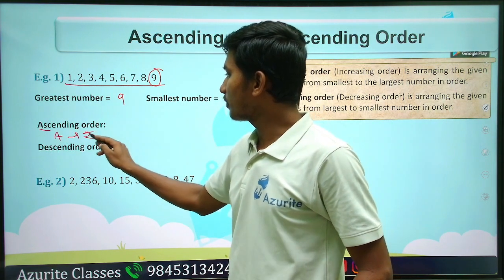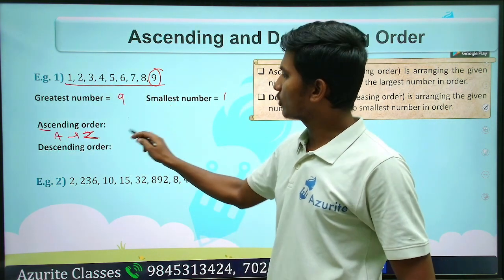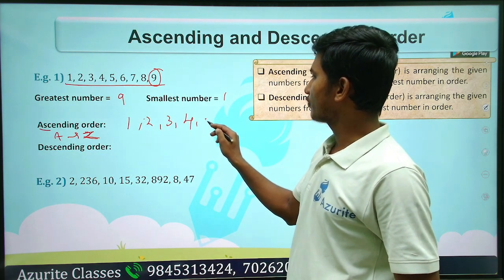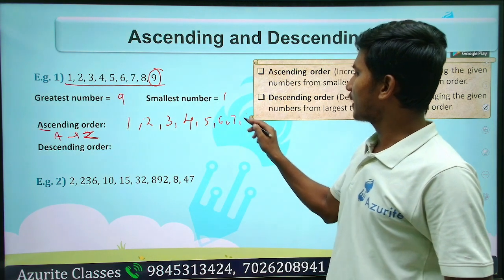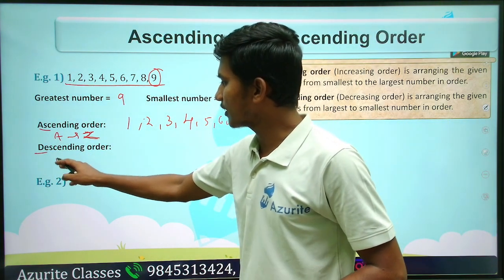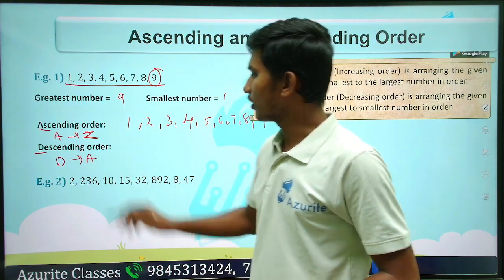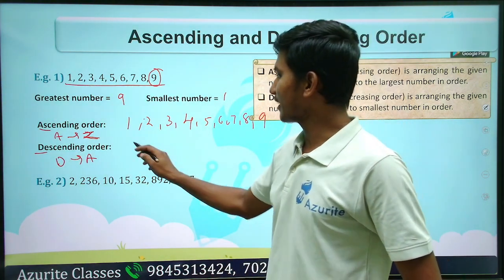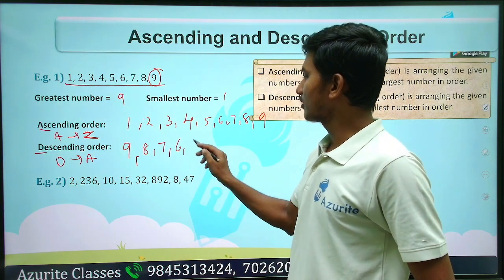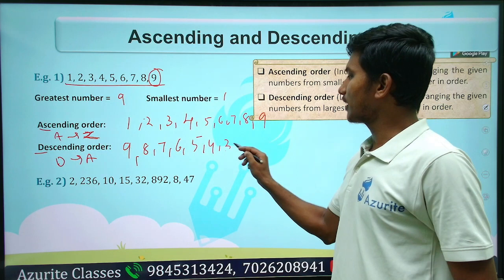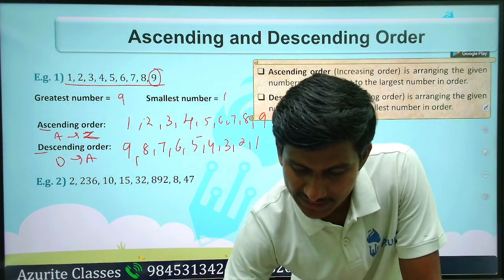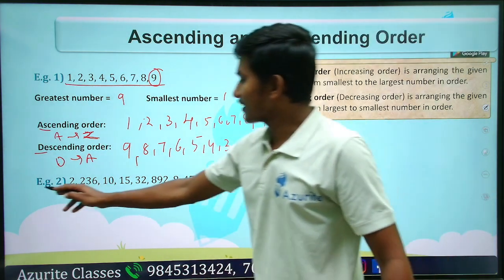Small to big means smaller is 1, so it will be 1, 2, 3, 4, like that. It is very simple, right? 5 6 7 8 and 9. And descending order means D is the starting letter. D to A means big to small. Big to small means bigger is 9, so reverse of this: 9 8 7 6 5 4 3 2 1. This is the easier number I have given for your understanding. Okay, good. Now let us see the second example.